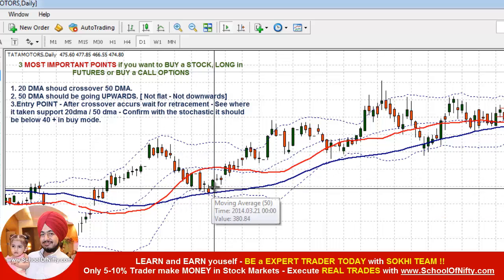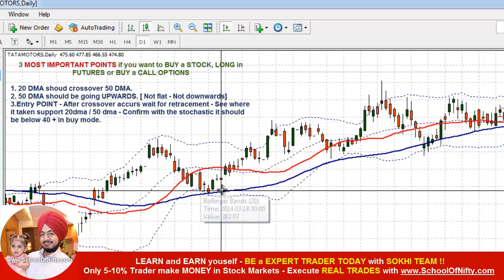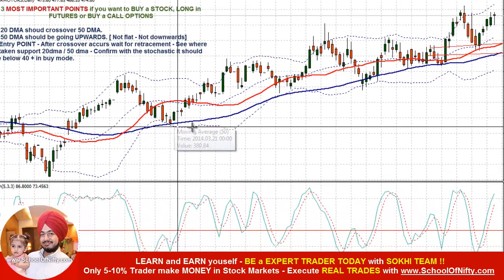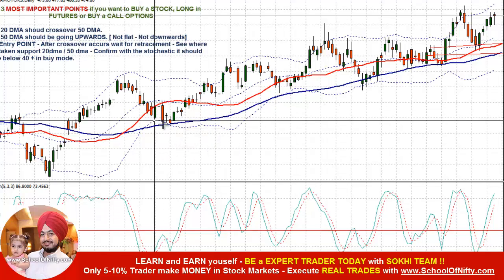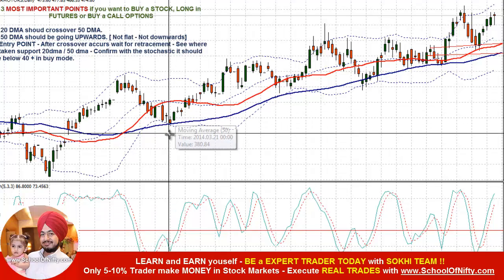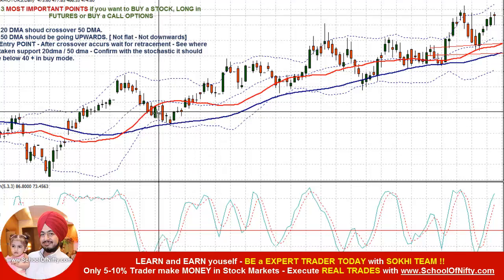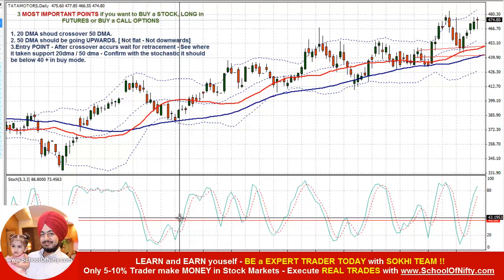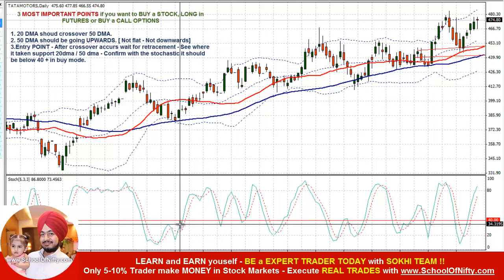It comes down, and while it retraces, you should look whether the stock is finding support at the 20 days moving average or the 50 days moving average. In this chart, we see the stock is finding support at the 50 days moving average. Fine. Plus you have to look at the stochastic. This is slow stochastic. You should see the stochastic is below the 40 levels and in buy mode.